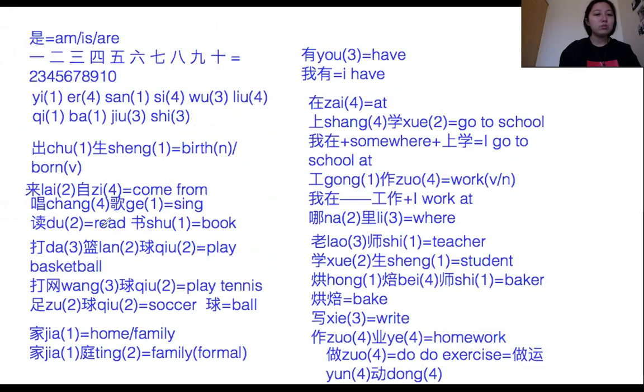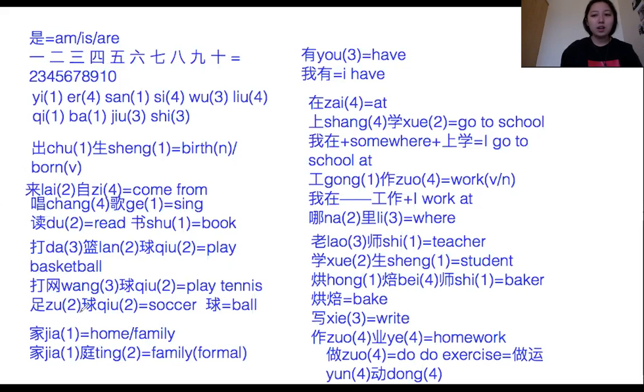Yeah, and 读 is read, and 书 is book. Also, 打篮球 is play basketball. 打 is play. 篮球 is basketball. And play tennis is 打网球. 网球 is tennis and play is 打. And 足球 is soccer.